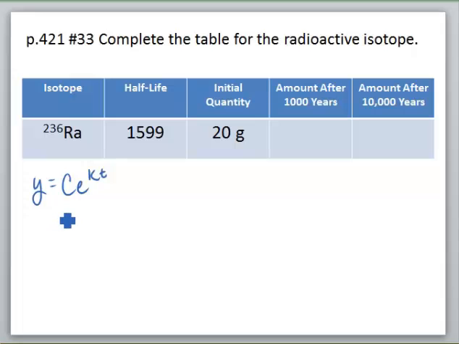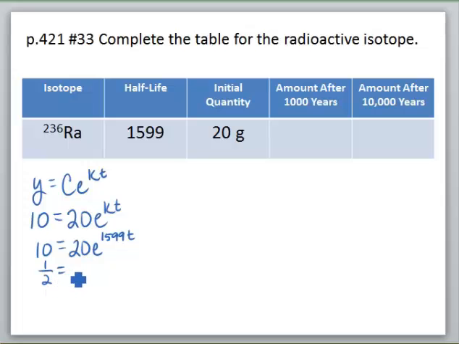So if you have an initial quantity of 20, and you know that you want half of it, that's what half-life does, cut it in half, then we can go ahead and plug in 20 as my initial amount, and I want to end up with 10. The half-life I know in times is 1,599 years. And what that's going to let me do is divide by 20 on both sides, which gives me 1/2. Then what I can do is ln both sides. So I now have the ln of 1/2 is equal to the ln of e to the 1599k.